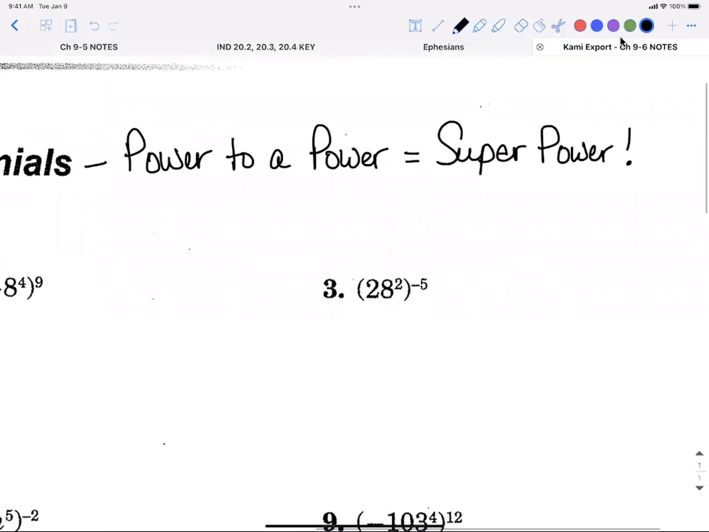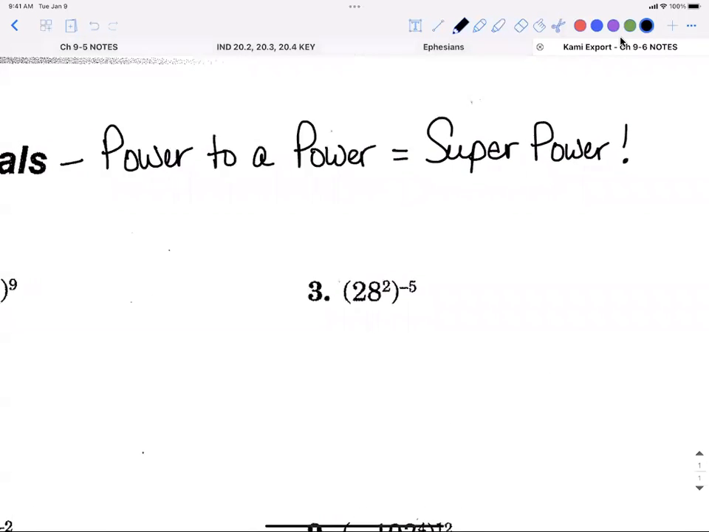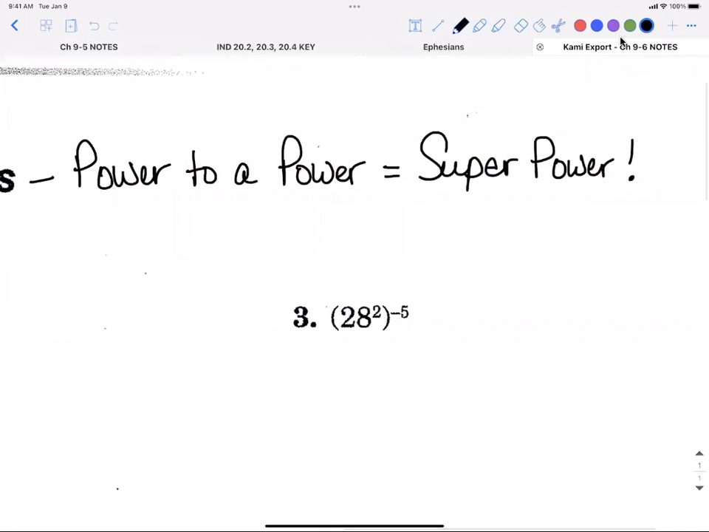All right, so what I want you to write about powers of monomials is that we're taking a power to a power. And the reason I word it like this is because I will say this a bazillion times over the next however long we're in this section. So I always say power to a power equals a superpower. And the reason that I say this is to differentiate it from when we were just multiplying like bases.